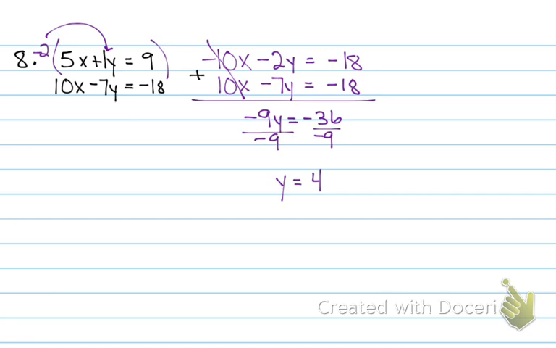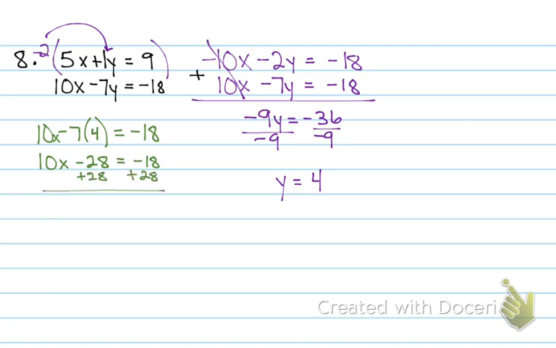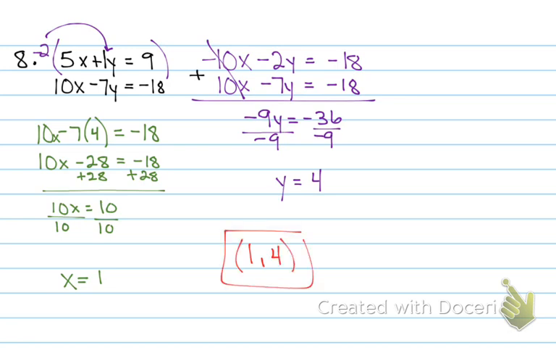Now how do I go back and find x? Plug it back in. 10x minus 7 times 4 equals -18. Could I have used the first equation? Absolutely, either one. 10x minus 28 equals -18. Did you add 28 to both sides? Okay, 10x equals 10, x equals 1. Again, don't forget to put it into the ordered pair. Who got (1, 4)? Did anybody get (1, 4)? Okay, awesome. You have 3 problems like that on your test tomorrow.